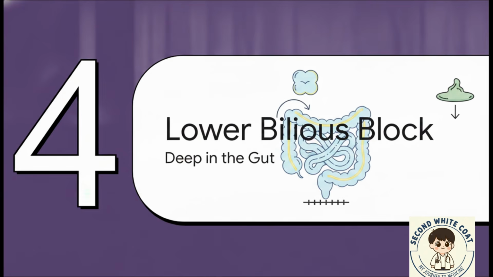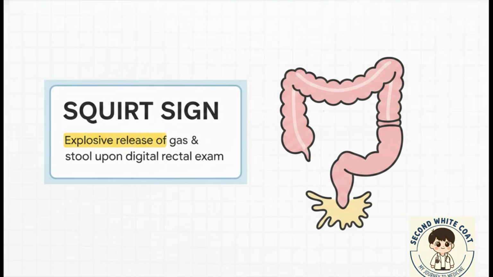All right, Section 4, bilious lower intestinal obstructions. We've covered the upper GI tract, so let's navigate further down the line to examine presentations where the structural obstruction happens much lower in the gut. Consider this fascinating case. A 2-day-old newborn has bilious vomiting, abdominal distension, and crucially, a failure to pass meconium, which is their first stool. The physician performs a digital rectal exam and suddenly, there is an explosive release of trapped gas and stool. It's quite literally called the squirt sign.